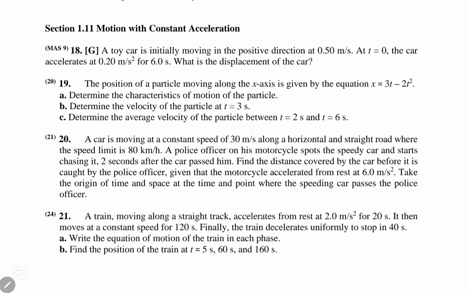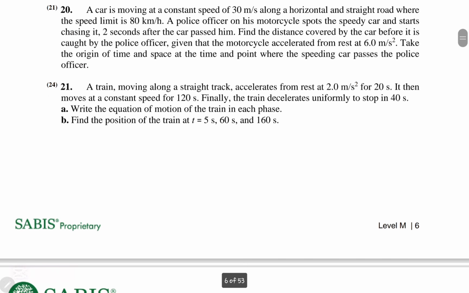When we finished question 19, we'll now move on to question 20. What does it say? It says a car is moving at a constant speed of 30 meters per second along a horizontal and straight road, where the speed limit is 80 kilometers per hour. All right. We then have a police officer on his motorcycle who spots the speedy car and starts chasing it 2 seconds after the car passed him. Find the distance covered by the car before it gets caught by the police officer, given that the motorcycle accelerated from rest at 6 meters per second squared. Take the origin of time and space at the same point where the speeding car passes the police officer.